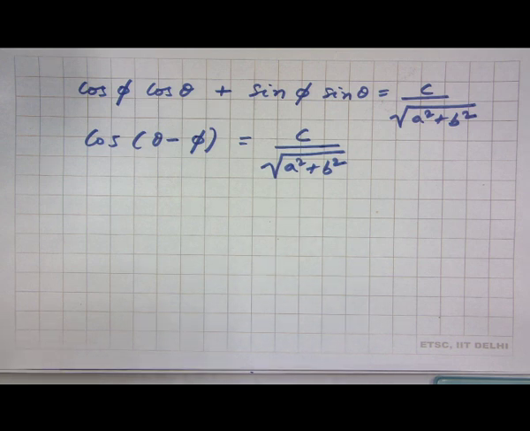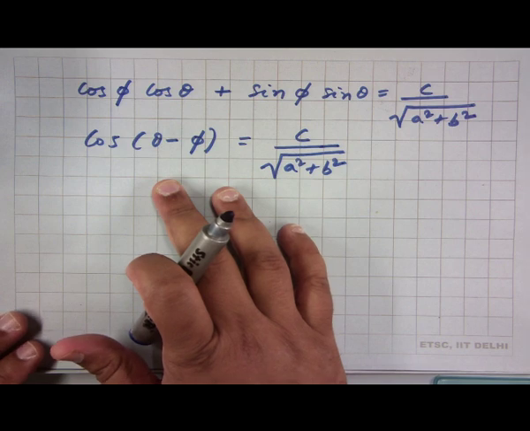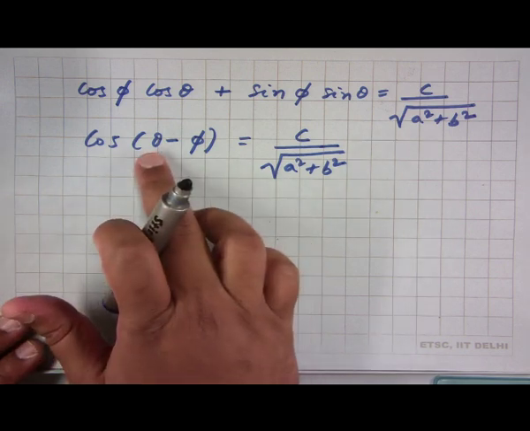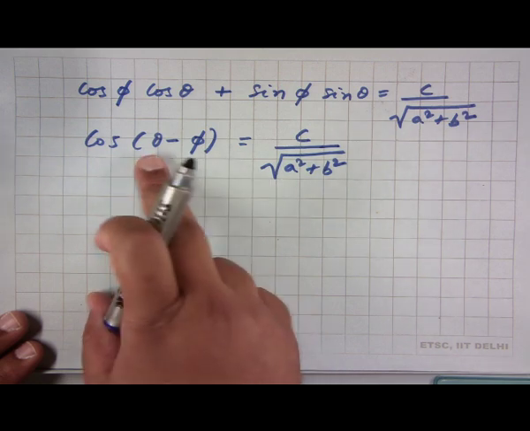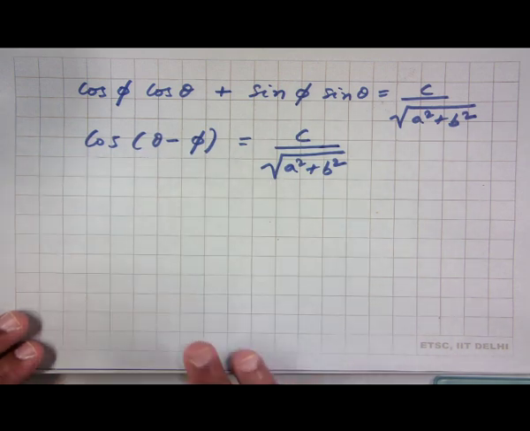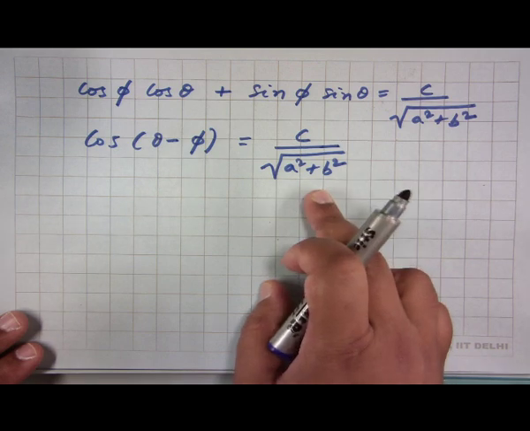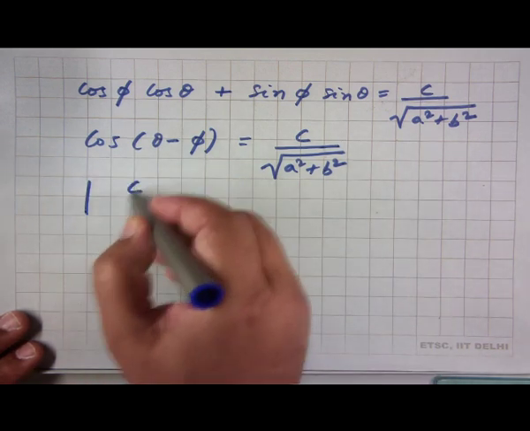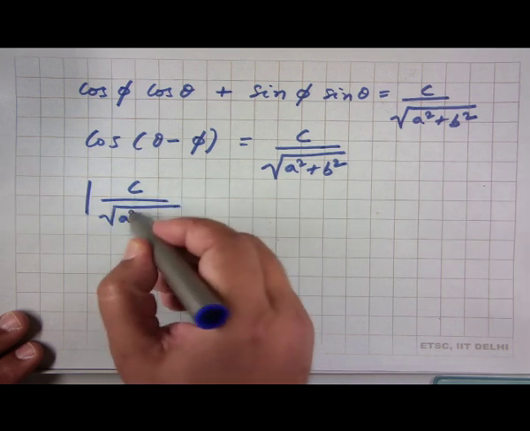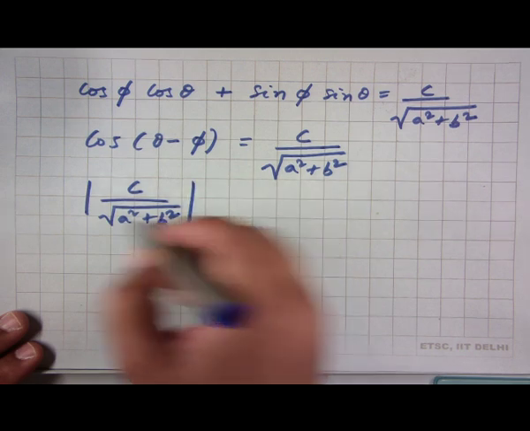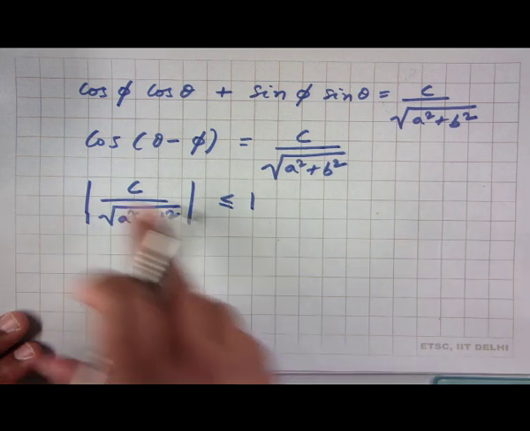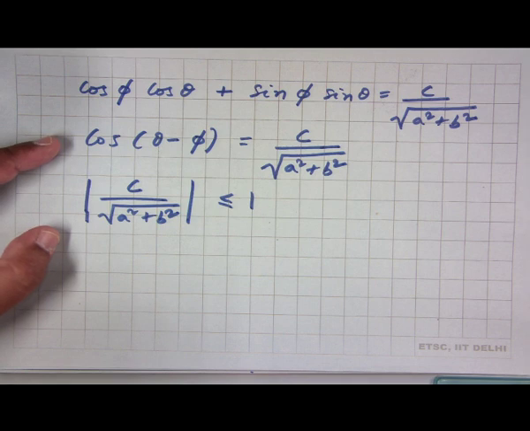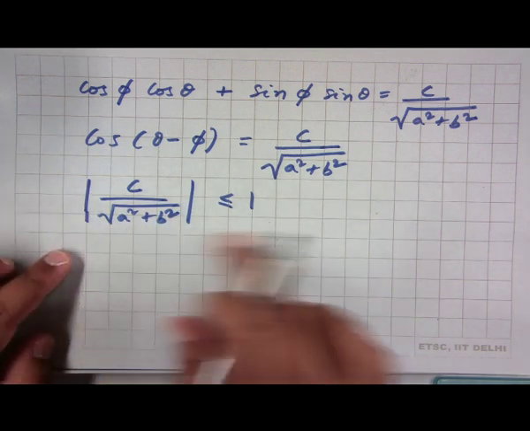And therefore, this is the trigonometric equation for which we are asked to find the solutions to theta. Now, what we see here is that on the left hand side we have cosine of theta minus phi, and we know that the range of the cosine function is between minus 1 and plus 1, and if that has to be equal to this right hand side, it must hold true that mod of c over square root of a square plus b square must be less than or equal to 1. So, a solution will exist to this trigonometric equation if and only if this condition is satisfied.